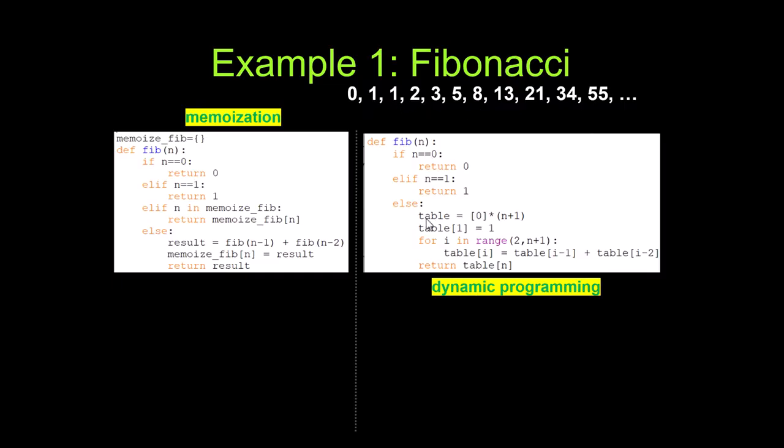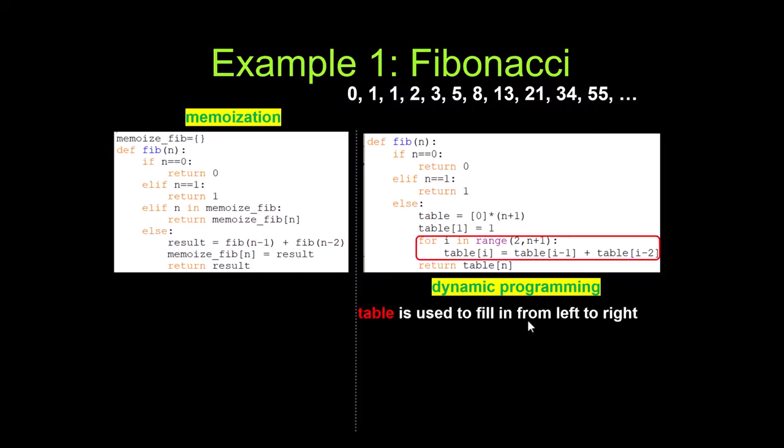So here's the code. The table is initialized with all zeros, and the first one is assigned to 1. So the 0 and 1, these two are correct in the table. The rest of the numbers will simply be the sum of the previous two numbers. So you just have a for loop to complete the task, and then you return the last one in the table. That is your answer. So the table is filled in from left to right as in the for loop.